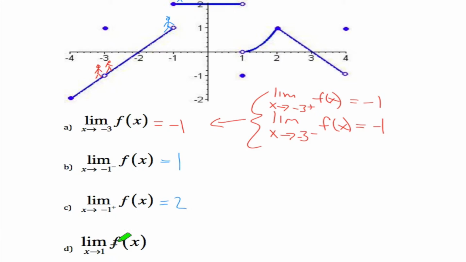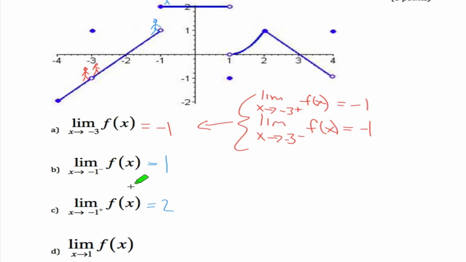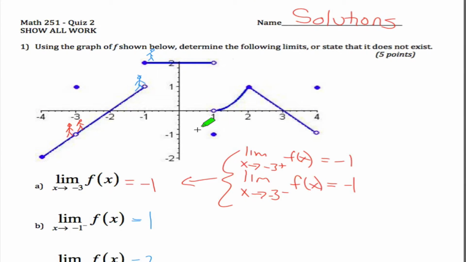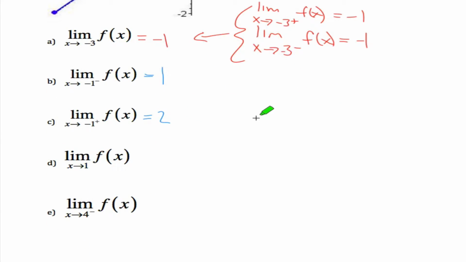What about the limit as x approaches 1? Again, this is a two-sided limit, so you look at it from both sides. I guess I should show my work. Fine. The limit as x approaches 1 from the positive side of f of x, and the limit as x approaches 1 from the negative side of f of x are the two things I have to consider if I'm going to figure out this two-sided limit.